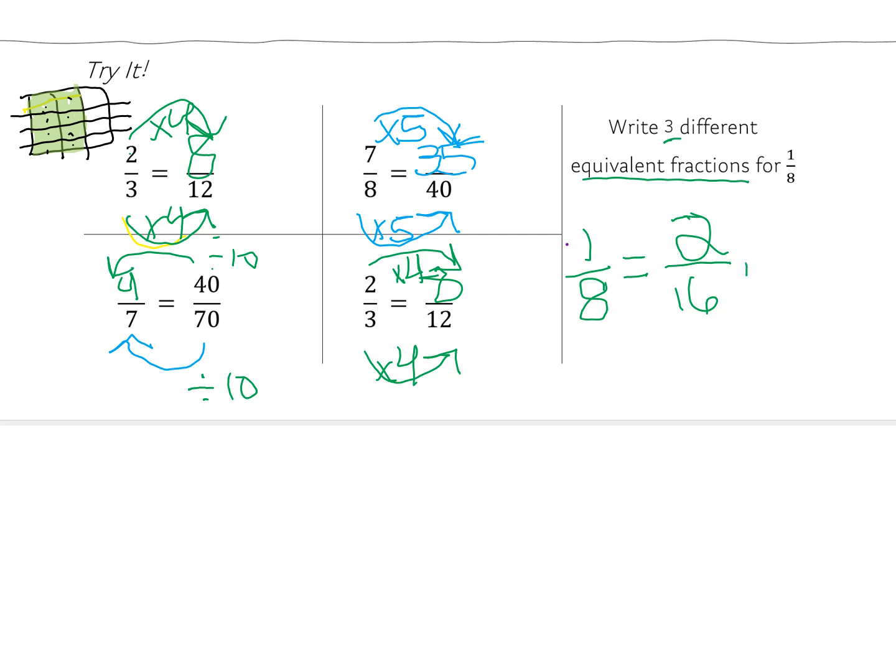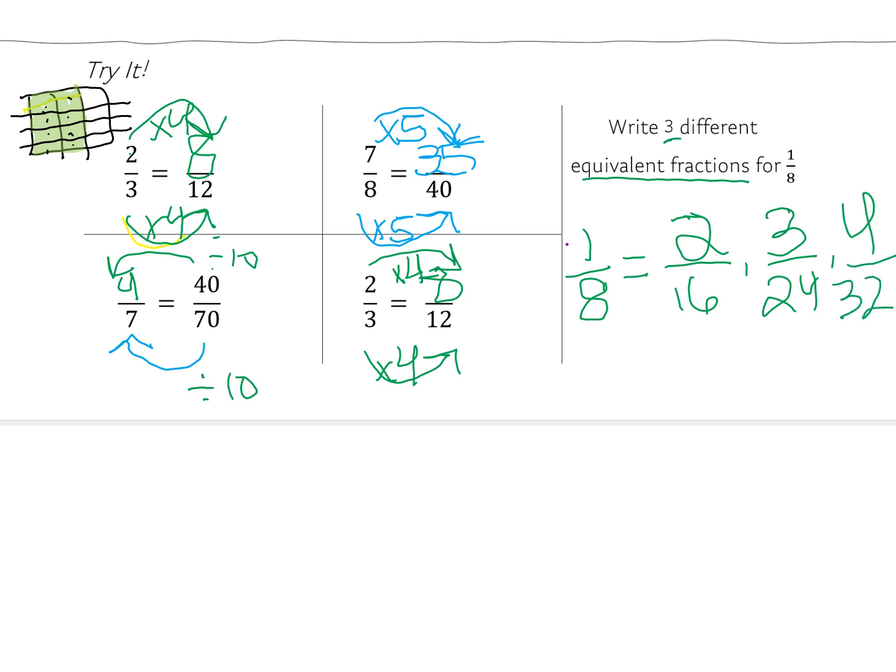I could start by multiplying my 1/8 by 3. 1 times 3 is 3. 8 times 3 is 24. Then I could multiply my numerator and my denominator each by 3. Oh, I'm sorry, we already did 3. By 4. 1 times 4 is 4. 8 times 4 is 32.